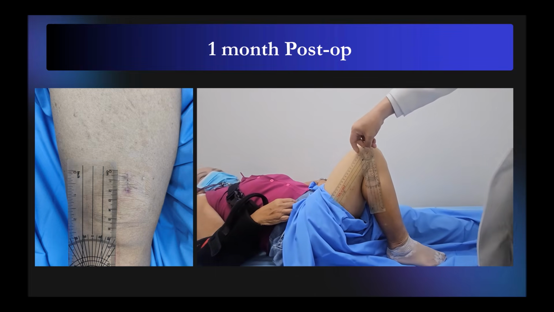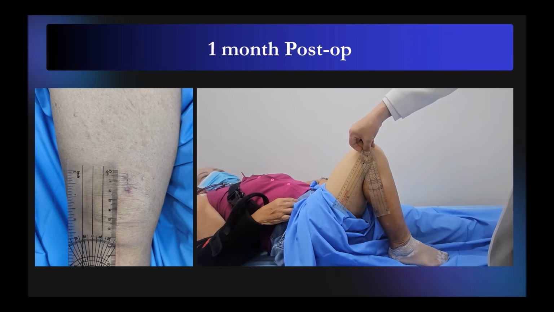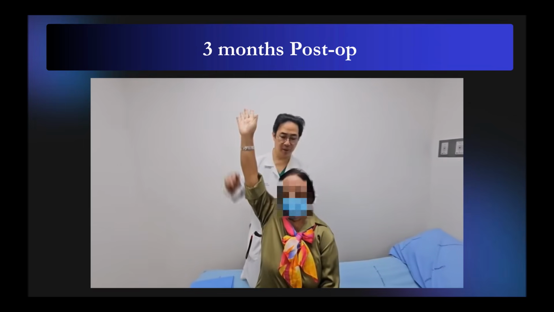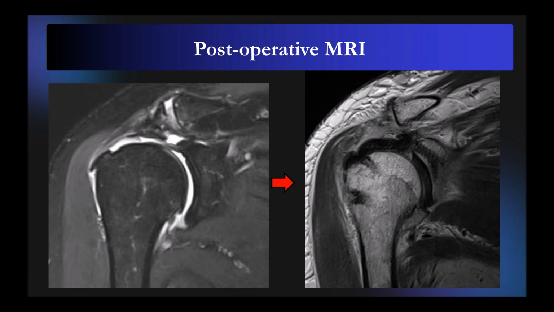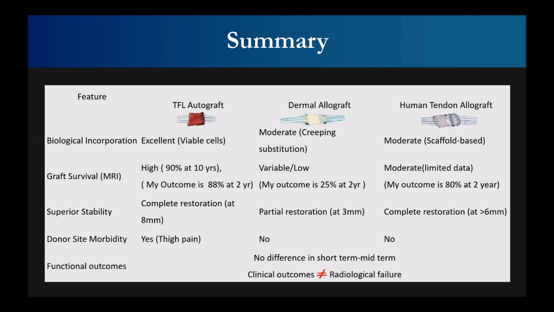So for me nowadays, I use this as a primary graft choice because you know the hip tendon needs a very big incision, right? And patients always say no if you harvest the hip tendon. I say knee ligament, knee tendon, they say okay because patients feel familiar with knee ligament reconstruction. So the outcome at 3 months, the patient is getting much better after surgery, right? And this is the healing after the surgery.